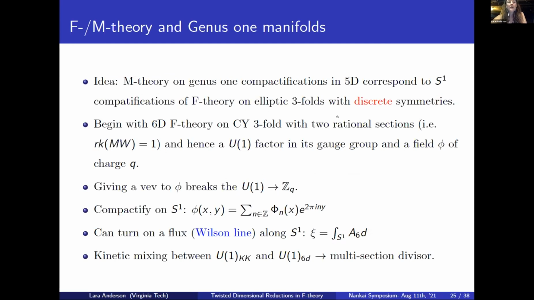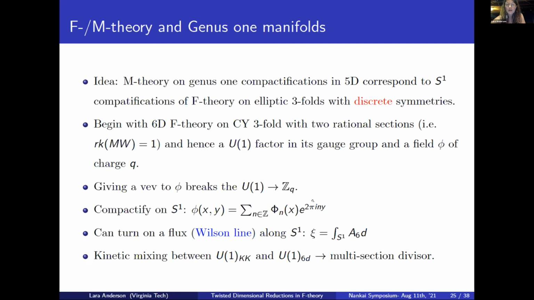So M-theory on genus 1 compactifications in 5D corresponds to S1 compactifications of F-theory on elliptically fibered manifolds with discrete symmetries. So in particular, if we begin with, for example, 6D F-theory on a Calabi-Yau threefold, which has an abelian gauge group, a U1, this corresponds to 2 rational sections, i.e. Mordell-Weil rank 1, and hence a U1 gauge factor in its gauge group and a field that is charged under that U1. You can consider a dimensional reduction in which you give a vev to a field which has non-trivial winding around the circle direction.